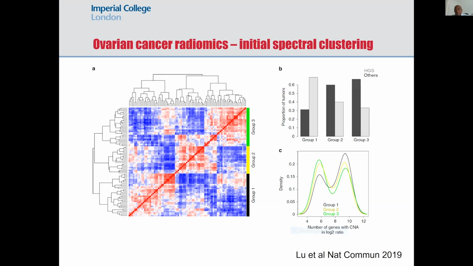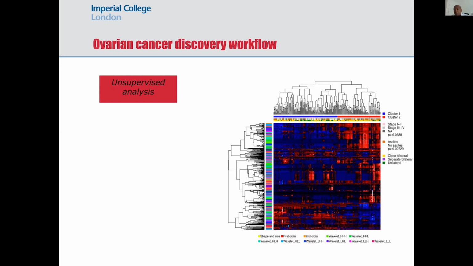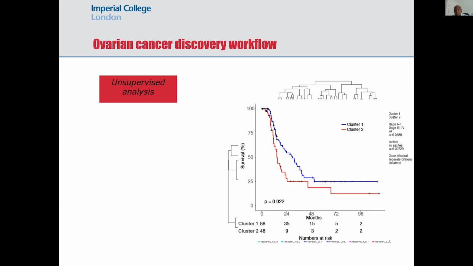And so once we'd done that, we decided to really delve into the high-grade group. And again, within this group, we found clusters in an unsupervised approach, where those clusters were also correlated with biological phenotypes such as ascites. There were two clusters, and one cluster obviously had poor survival, and those were the group that had ascites.